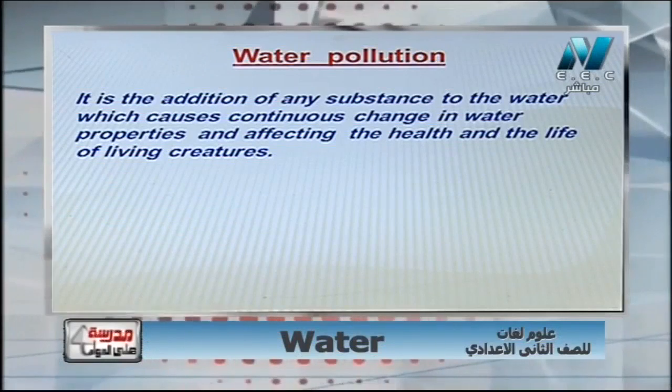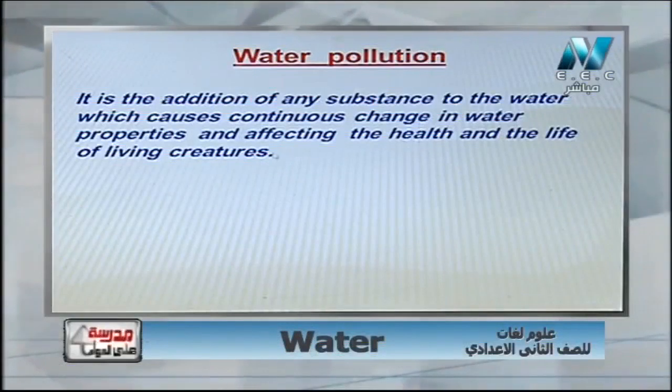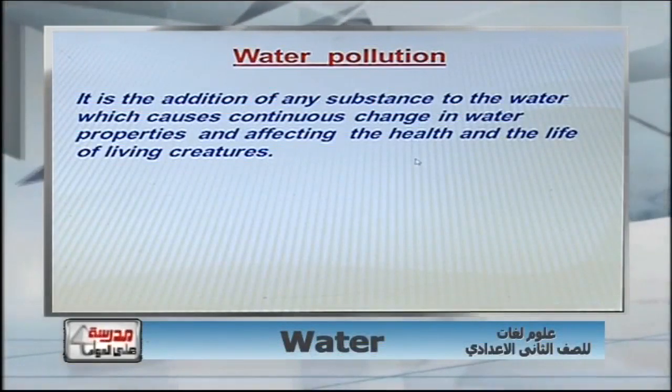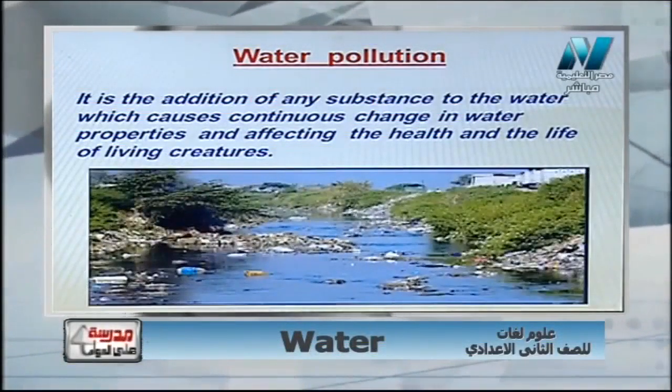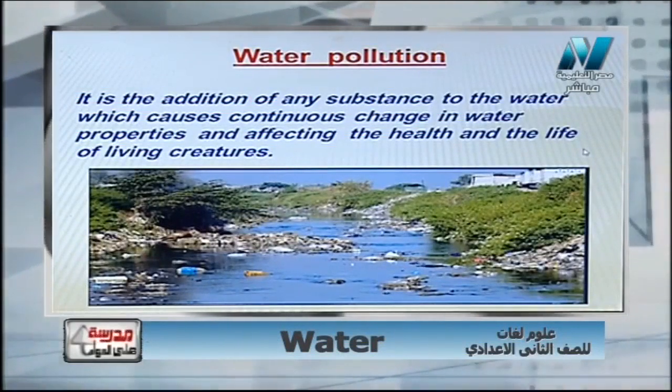Okay, now we are going to know what's meant by water pollution. Water pollution means any substance added to water that causes a change in its property and harms or affects the human. Okay, let's see together. So, addition of any substance to water which causes continuous change in water and affects the health. Okay, now this is a picture of how we misuse the water and we make it polluted.